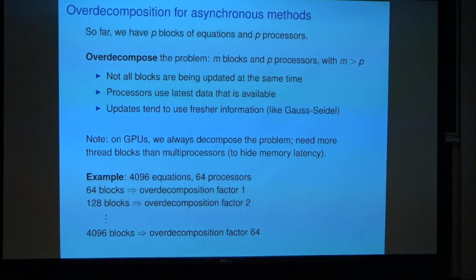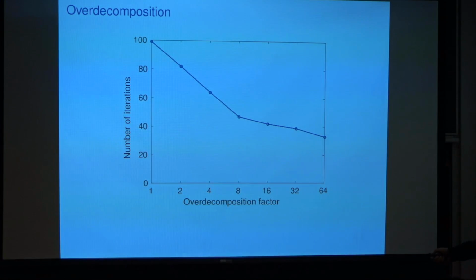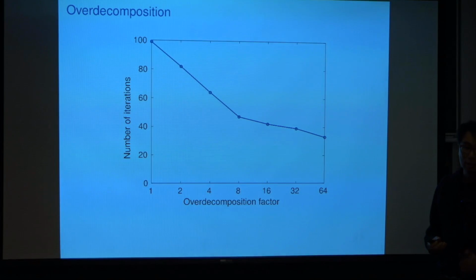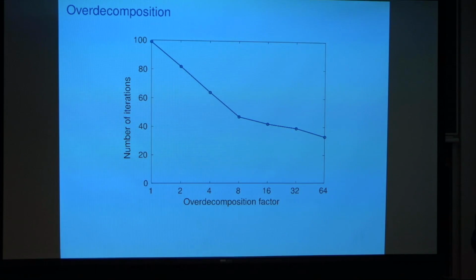So what do the results look like here? With no over-decomposition, 100 iterations just like before. And as we decompose further, we can see that the number of iterations that we need becomes smaller. This is because the effect of updating some equations before others has a multiplicative effect on reducing the error, and that's why we get better convergence. All right, any questions about this? I think this is the last thing I want to say about asynchronous methods for now.